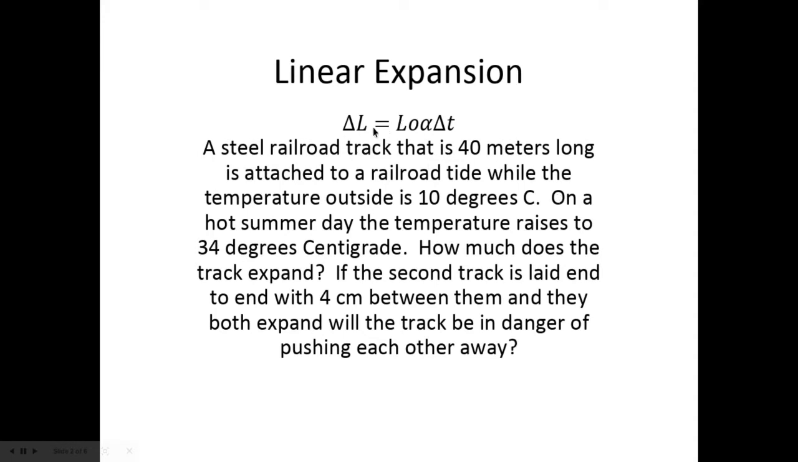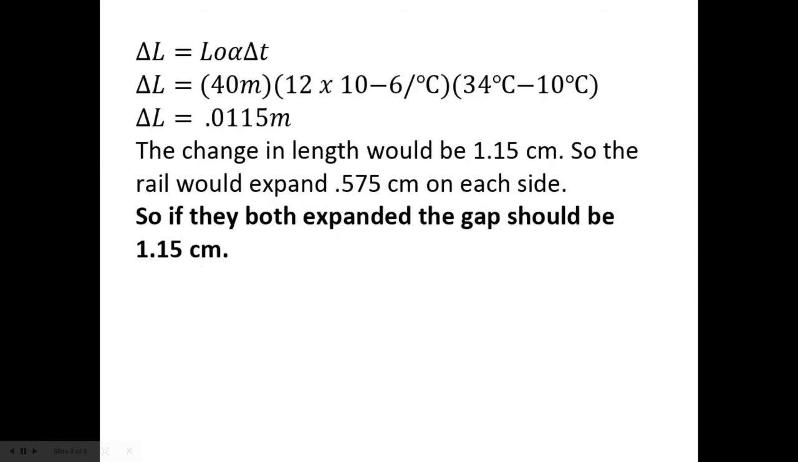Now, in this formula, linear expansion, delta L is the change in the length of whatever we're looking at. L0 is the original length. Alpha is the coefficient of linear expansion, which is in your textbook in chapter 12. And then delta T is the change in temperature, okay? So in this case scenario, we have a 40-meter steel track. Alpha is 12 times 10 to the minus 6 per degree centigrade, all right, times 34 degrees minus 10 degrees.